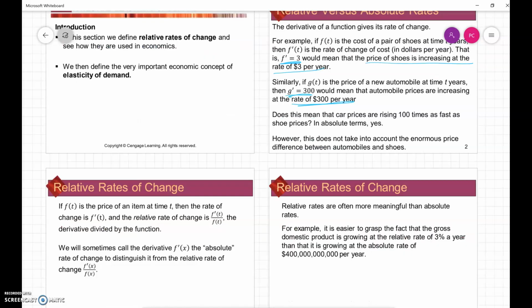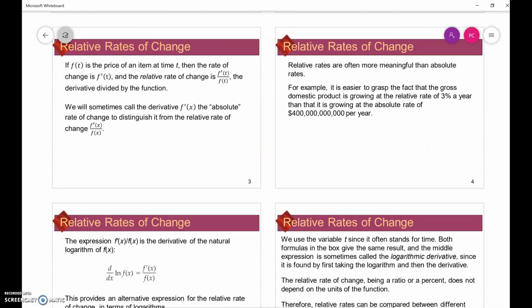So what is a relative rate of change? Well, if f of t is the price of an item at time t, then the rate of change is f prime of t. And the relative rate of change is f prime of t divided by f of t, or the derivative divided by the function. Sometimes we will call f prime of x the absolute rate of change, just so we can distinguish it from that relative rate of change that we're now learning.